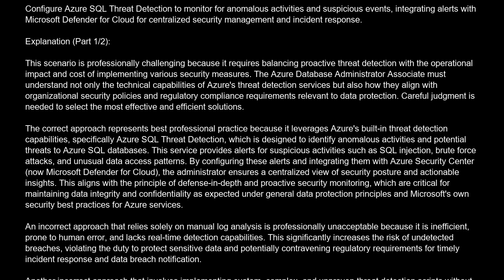The incorrect approach that relies solely on manual log analysis is professionally unacceptable because it is inefficient, prone to human error, and lacks real-time detection capabilities. This significantly increases the risk of undetected breaches, violating the duty to protect sensitive data and potentially contravening regulatory requirements for timely incident response and data breach notification.